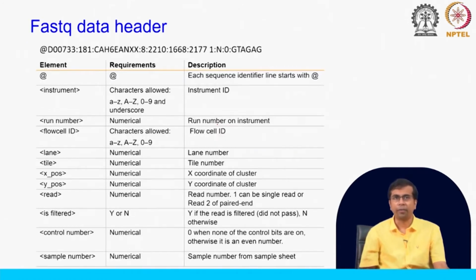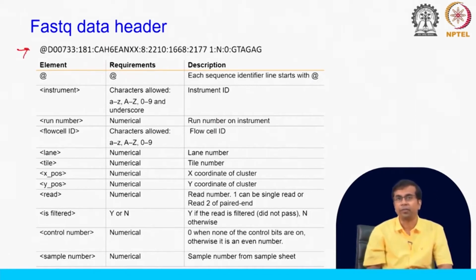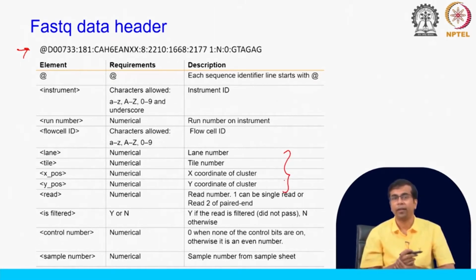So, just to summarize again in one single table, if this is the header line, you have this information there. You have the instrument ID, this D00733, then the run number on that instrument, flow cell ID, the location, the lane number, tile number, x coordinate, y coordinate, then the read number as we have discussed, which will be different for single end and paired end, whether the read is filtered or not, whether you have control experiments, and finally the sample number, which is usually the index sequence.